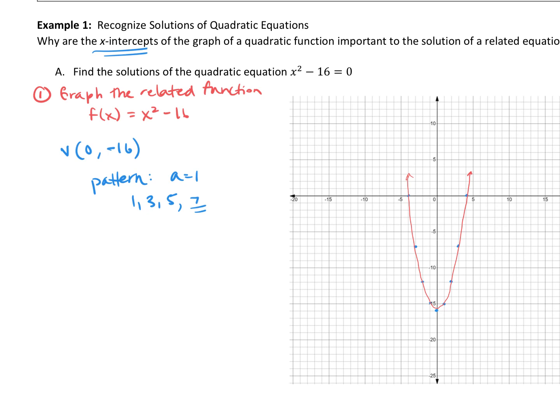Next, we are going to identify the x-intercepts. That's why we continued our graphing pattern with a 7, because we did want to see the x-intercepts. We have 2 of them. There's one right here, and there's one right here. So those x-intercepts are negative 4, 0, and positive 4, 0.